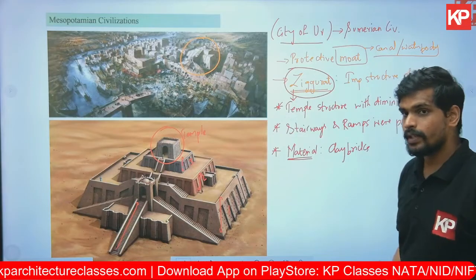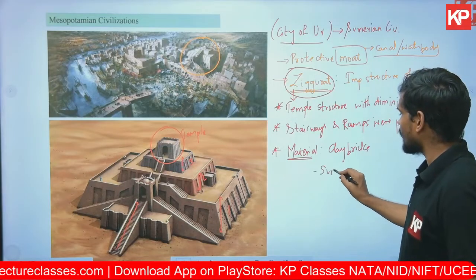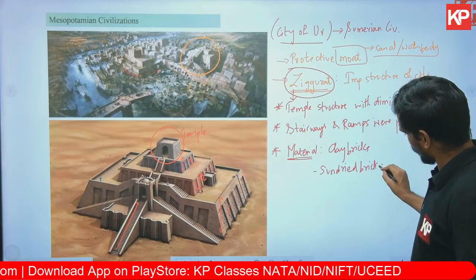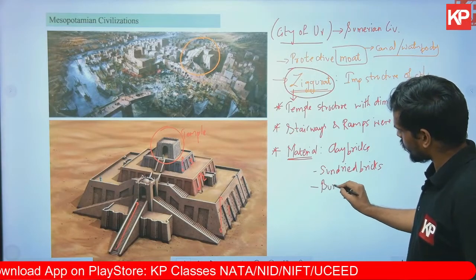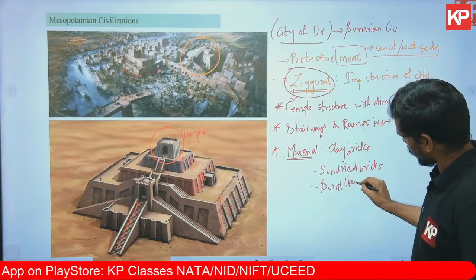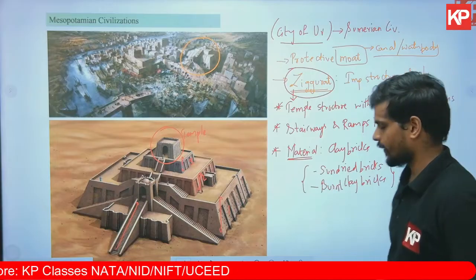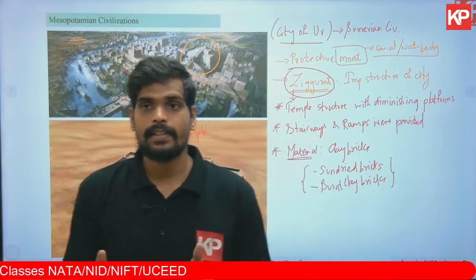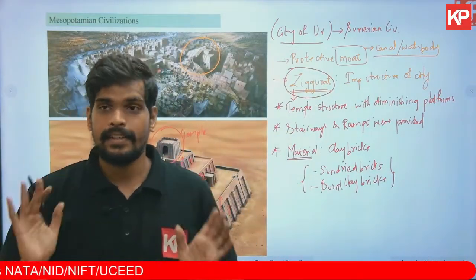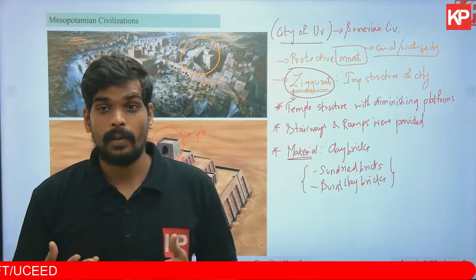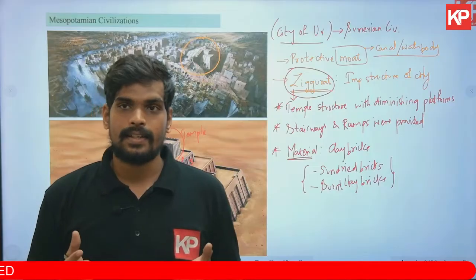Various types of clay bricks were used. Normal sun-dried clay bricks and burnt clay bricks both were used in construction. What is the difference between sun-dried bricks and burnt clay bricks? Sun-dried bricks are where the clay is made into a brick and just dried in the sun. That is one type of brick. Burnt clay bricks are better quality bricks where you burn them to give better strength.